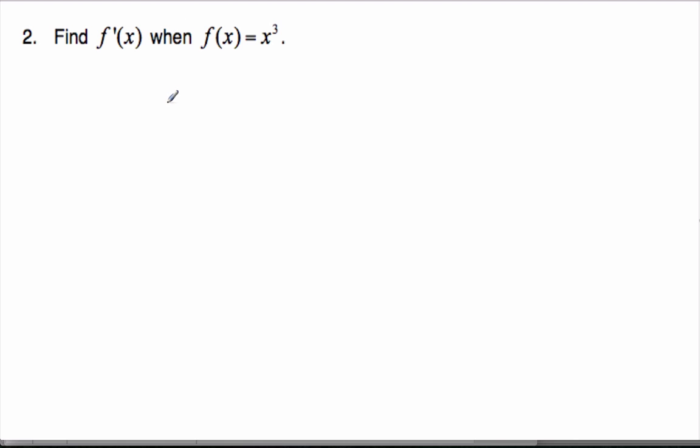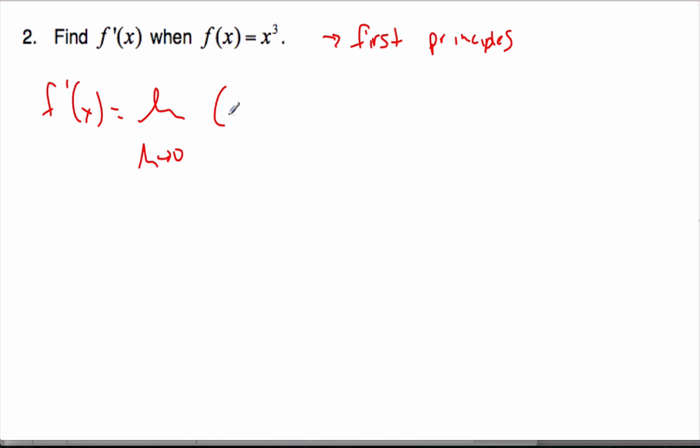Trying it with this one. Find f prime of x, and I want to use first principles because that's what this lesson is all about. You should pause the video and try it on your own. Pause it. I'll help set it up if you're not sure. It's limit as h goes to 0 of (x plus h) cubed minus x cubed over h. So pause it, do this expansion yourself, and then come back and see what I've got for you.